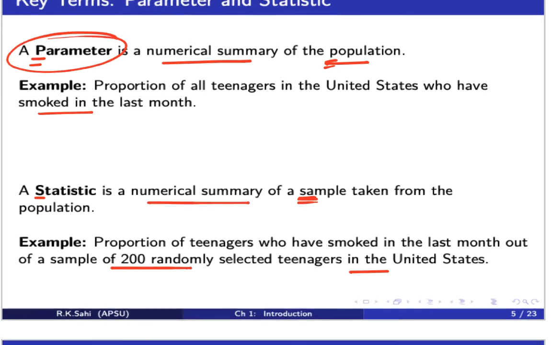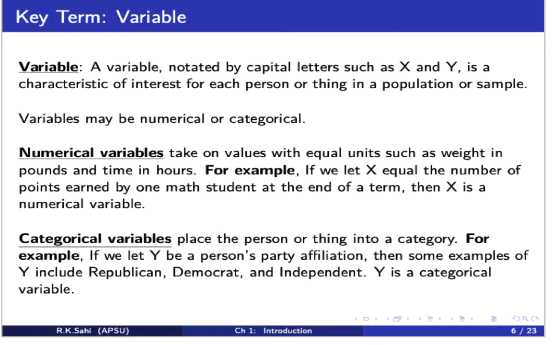Some other key terms: variable. A variable is simply a characteristic of every subject involved in a population or sample. For example, as we just started with the example of all left-handed students at APSU.